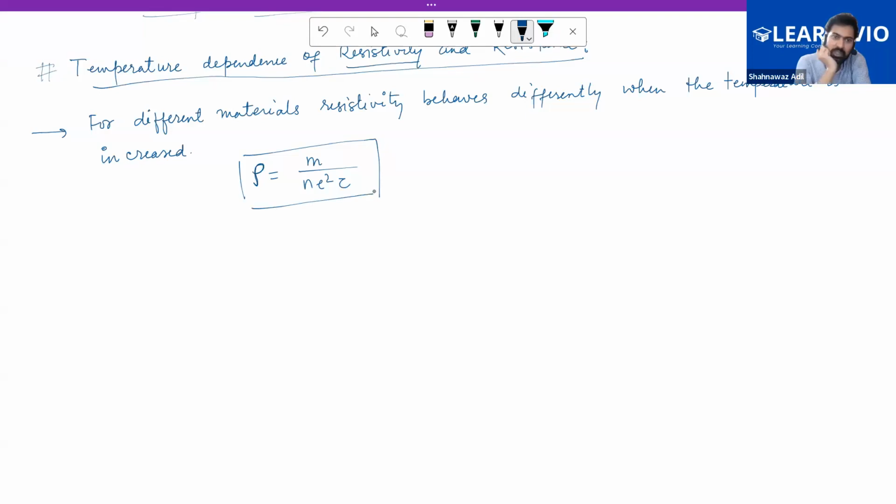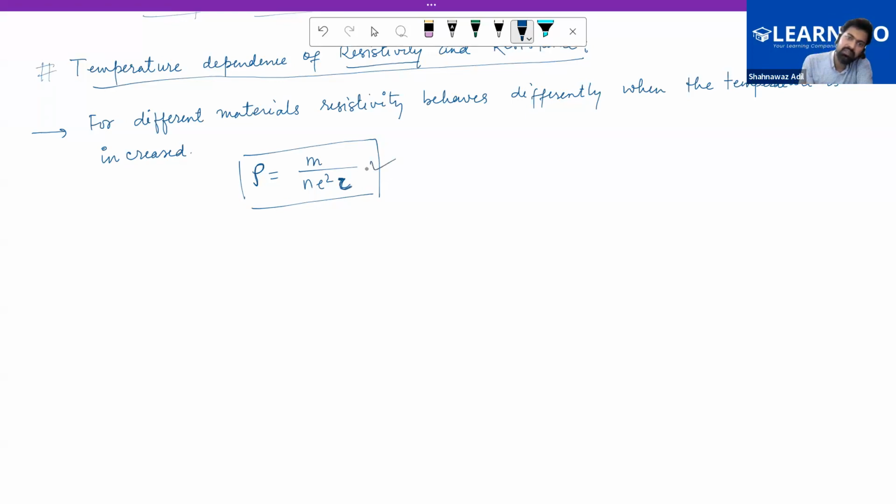So if we increase the temperature, then your relaxation time will increase or decrease? If we increase the temperature, then will electrons collide frequently or collide slowly? What will happen if we increase the temperature? Did you understand my question?